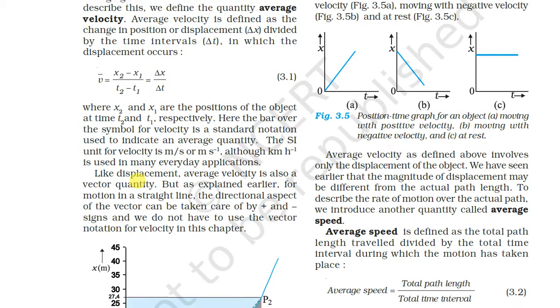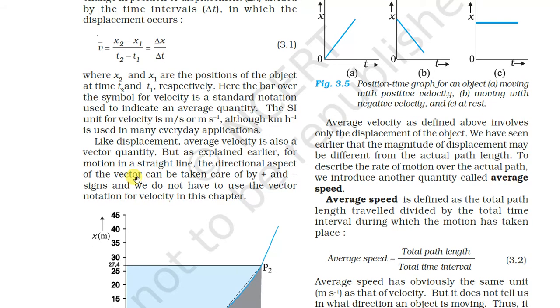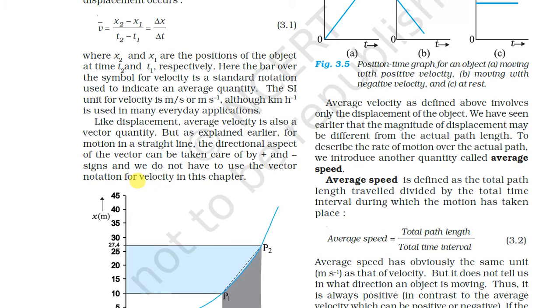Here x2 and x1 are the positions of the object at times t2 and t1 respectively. The bar over the symbol is the standard notation used to indicate the average quantity. The SI unit of velocity is meter per second or meter second inverse. Also, kilometer per hour is used in many everyday applications.